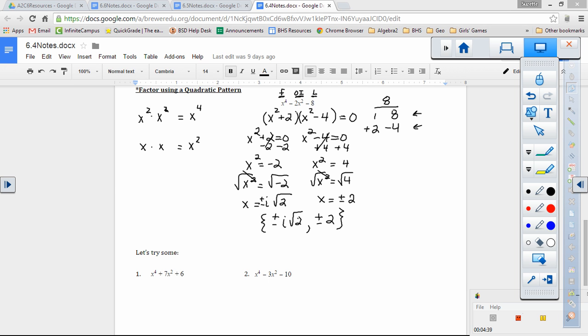So 4 roots there. I'm thinking that you'll probably do okay with this process if you just keep in mind that we are sort of undoing the foiling process.